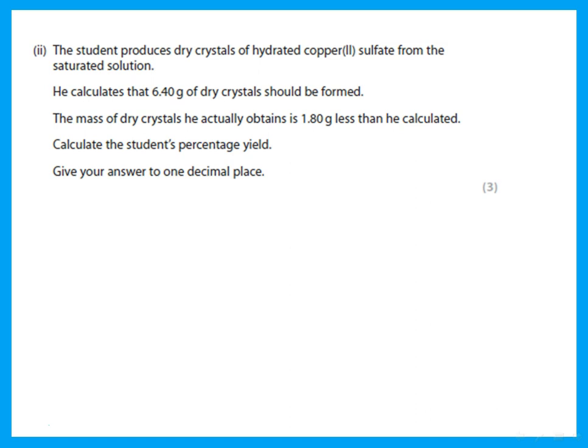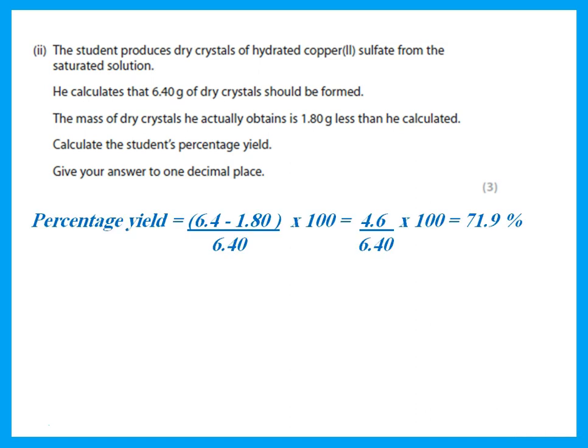Many students would just write 1.8. It's not 1.8 that he got. He got 1.8 less than he calculated. He calculated that he should get 6.4. So what he actually got is 6.4 minus 1.8, over the total, times 100. That is how we get percent yield.